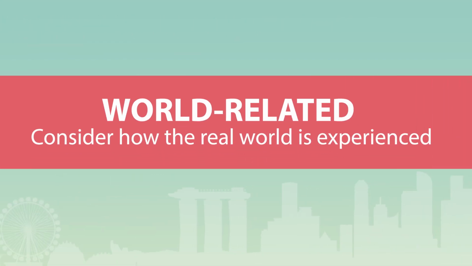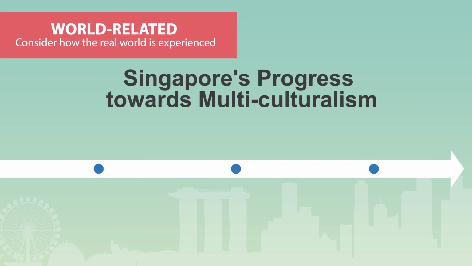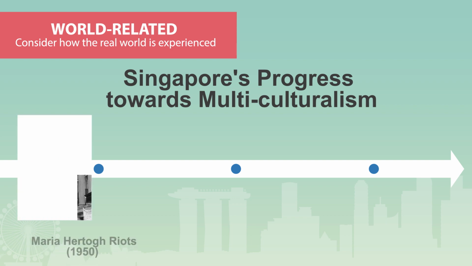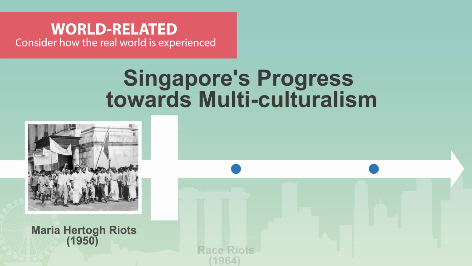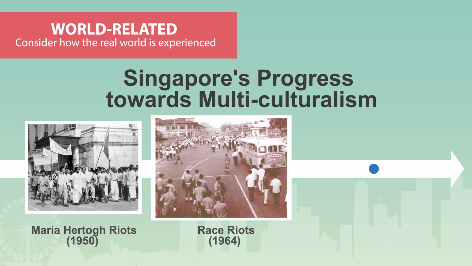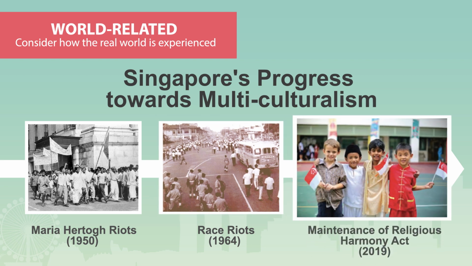For the world-related perspective, you can sequence the content such that it is consistent with how the real world is experienced. For example, in history, you can sequence the content to teach students about the lessons learned from the Maria Hertog riots of 1950 and the race riots of 1964, before using these to understand the efforts taken to promote racial harmony today.